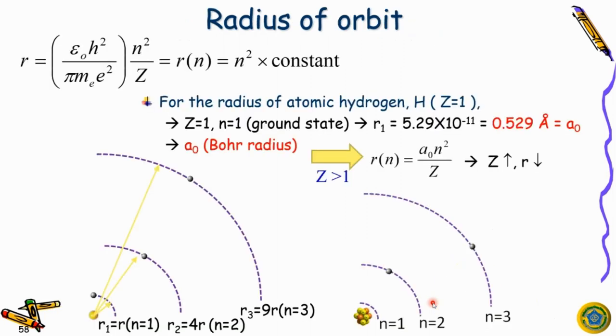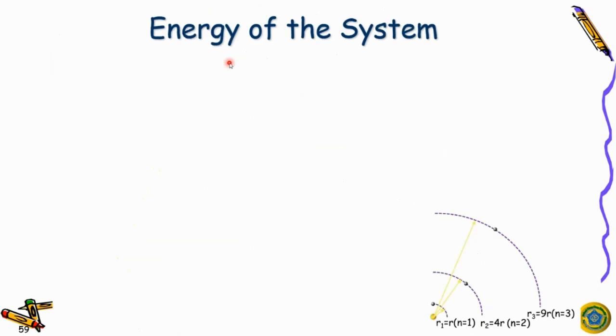Right, so this is the first equation. We find out the relationship between the radius and the, this is called quantum number, actually, the principal quantum number. Okay, this is N, an integer number. Okay, how about the second one?